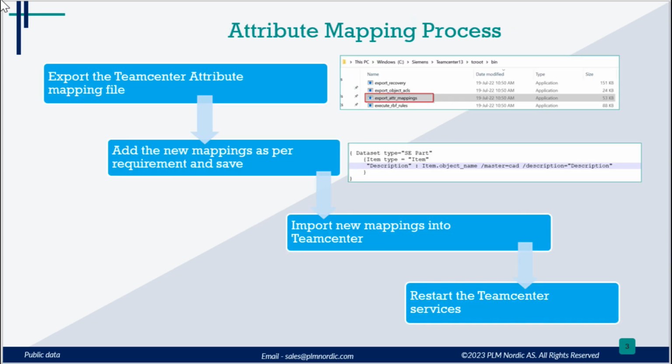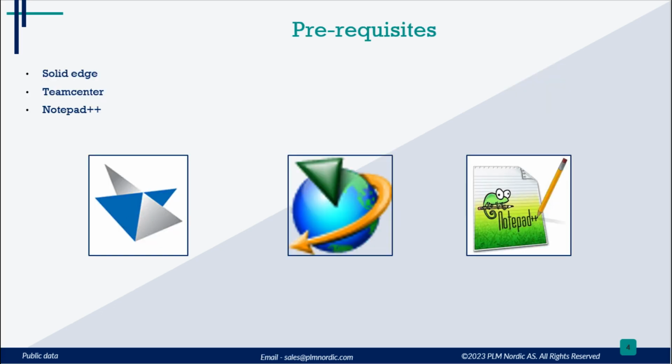To perform Solid Edge attribute mapping, we need to follow a specific process. These are the steps involved in the attribute mapping process. You are going to learn how to perform these steps in the live demo shown in this video. These are the prerequisites to be installed to perform attribute mapping. In the next step, you are going to learn how to do Solid Edge to Teamcenter attribute mapping.